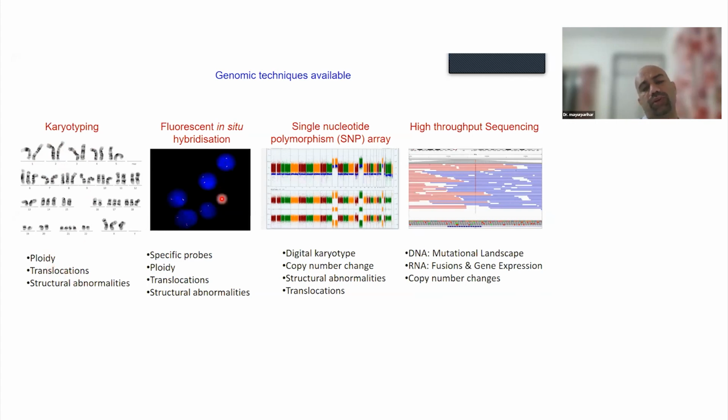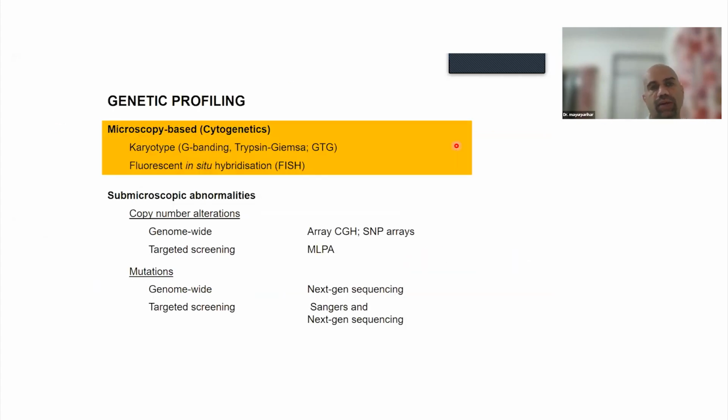FISH, you use a specific probe, so whatever question you are asking, it will answer only that. You can do single nucleotide polymorphisms, which is like a digital karyotype. It helps you to identify copy number changes and structural abnormalities. And of course, we have high throughput sequencing and focused or targeted sequencing.